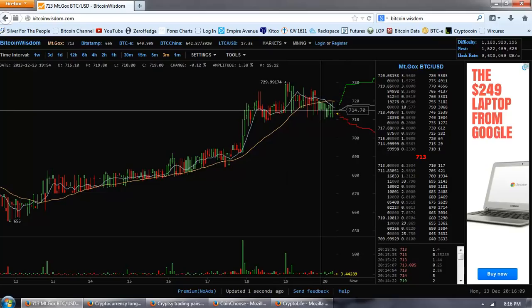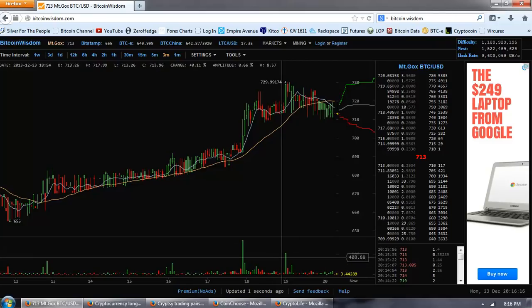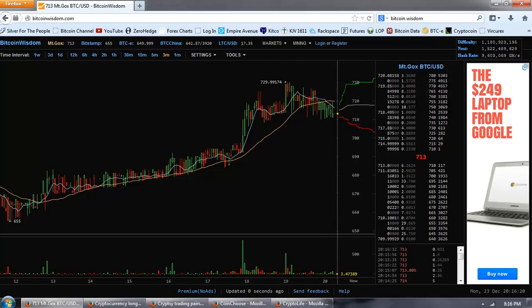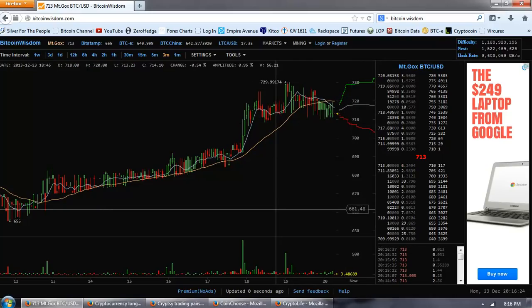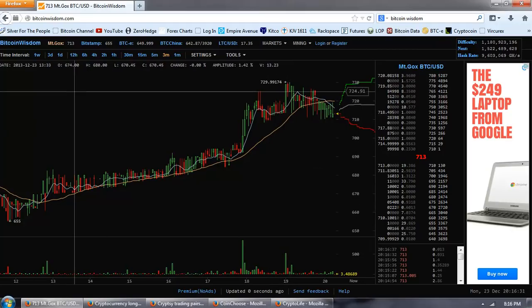Now, we have some correction here, but you can see that the volume of correction really isn't that much. So I'm expecting another large burst of volume to take us through the 730 price, and then possibly we're going to make a run at the old highs. We have to wait and see. There could be a lot of backing and filling.